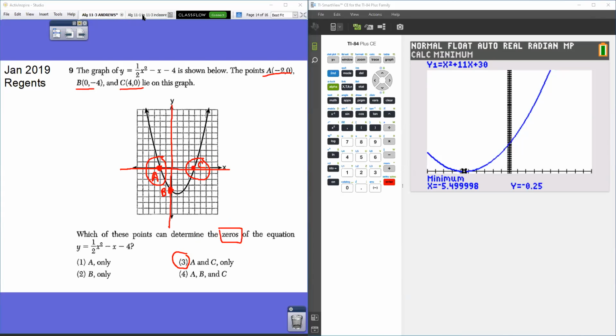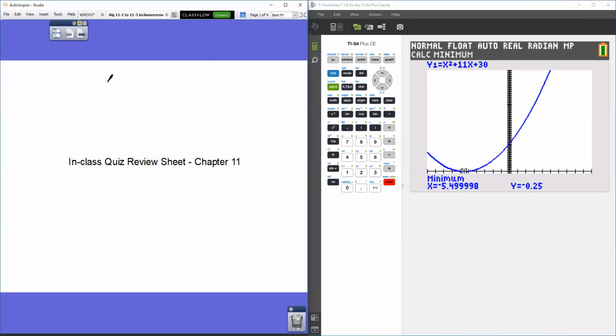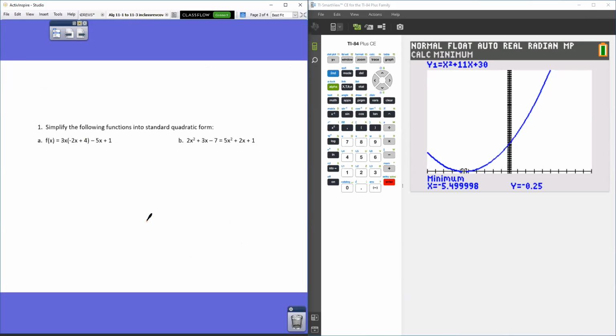All right, so let's take a look at what your quiz looks like tomorrow. Your quiz looks exactly like these questions tomorrow, exactly like these questions. Go ahead and just try letter A first.